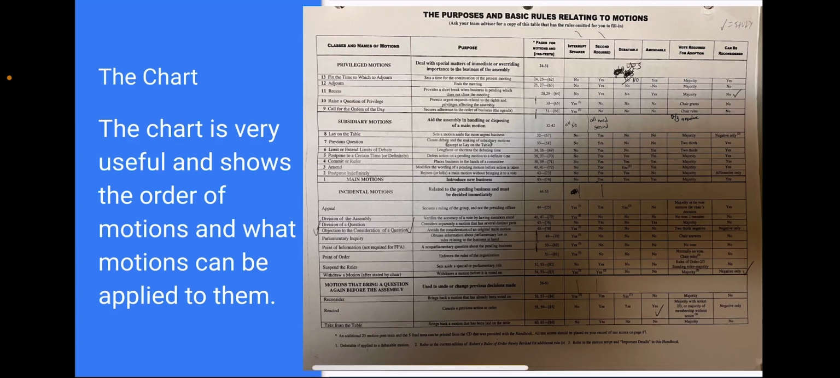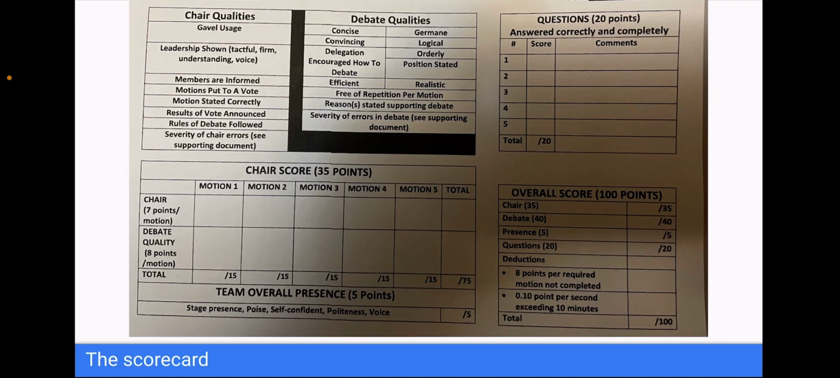The chart's very useful. It shows the order of motions and what motions can be applied to them. Probably looks confusing now, but it'll make more sense when you know some more parli pro. And the scorecard, this will help you understand how you're scored and what you need to make sure you do well on to get a good score.